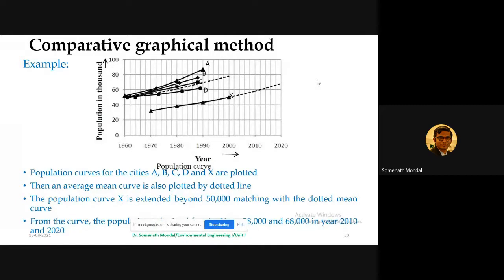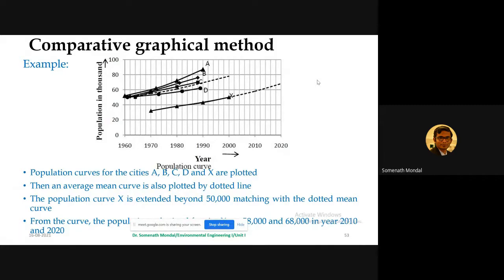In this case, population curves for cities A, B, C, D, and X are plotted. All 5 cities should be plotted on a single piece of graph. What you can see here is that the population curve of X is extended beyond 50,000, matching with the dotted mean curve. An average mean curve is also plotted by a dotted line, as you can see in the figure. So that is the average mean curve.